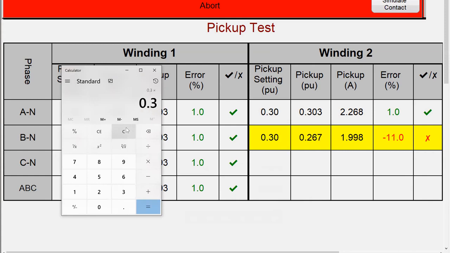So I multiply that with my tap setting of 4.32 on winding 2, right? But it says that my test current value is 1.296. Okay? So it's not matching where the relay is picking up right now.